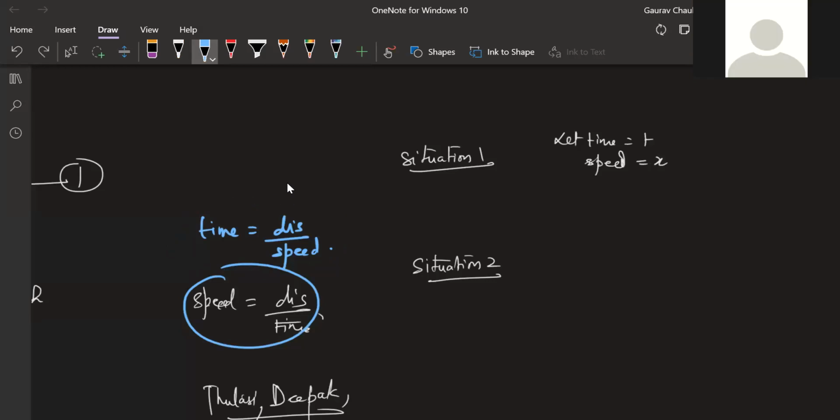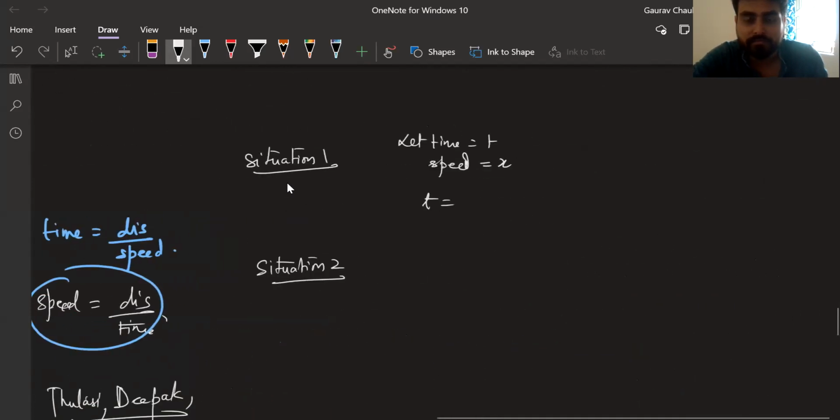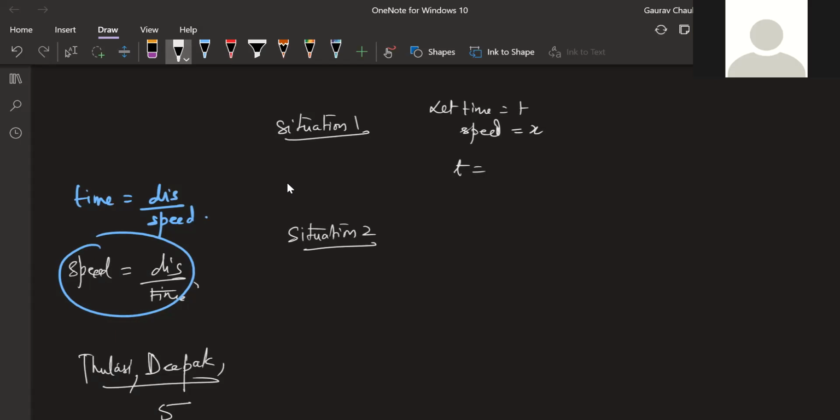Okay, sir. So it will be t is equal to... So we don't know the distance. We know it, the distance, Dikshit. The distance is 480 kilometers in both situations. T is equal to 480 by T, sir, sorry.